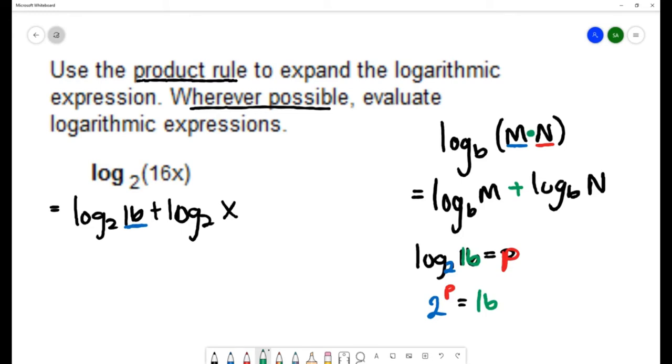Now that it's in exponential form, I know that 2 to the second power is 4, 2 to the third power is 8, and then 2 to the fourth power is 16. So since 2 to the fourth power is 16, I know that p is 4, and log base 2 of 16 is 4. So this gives 4 plus log base 2 of x for my simplified expression, or my expanded expression.